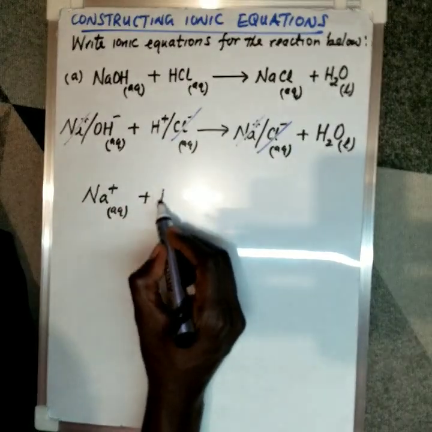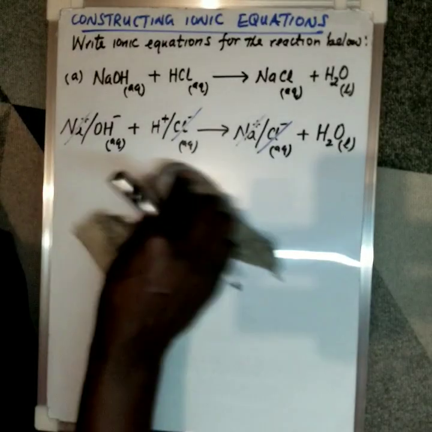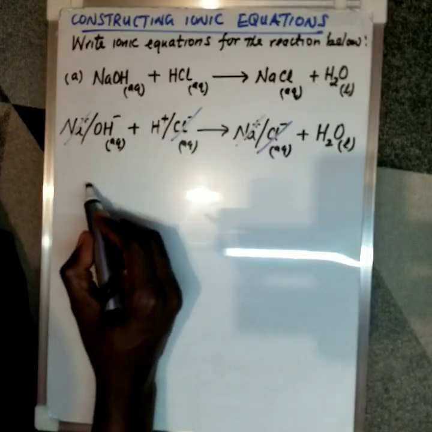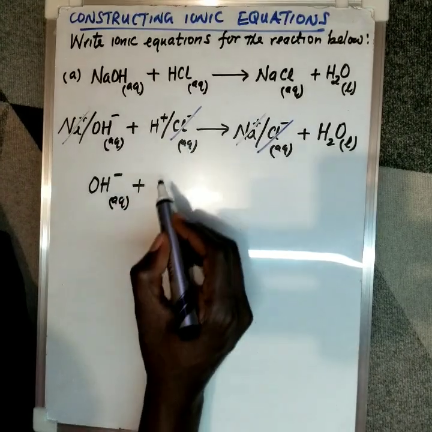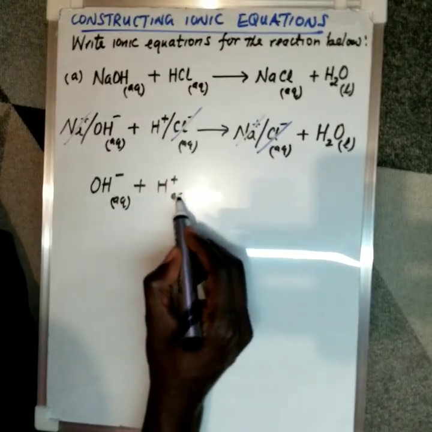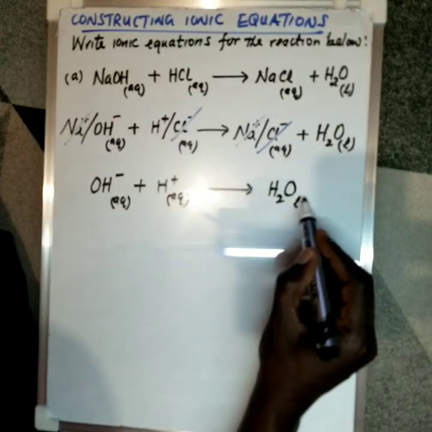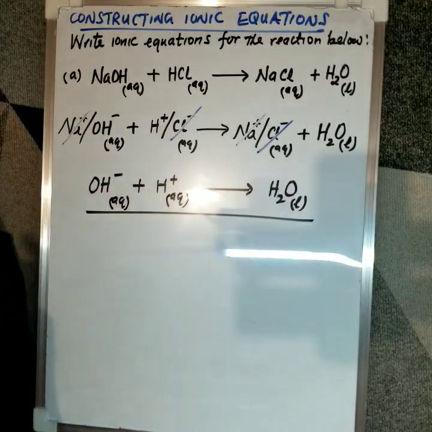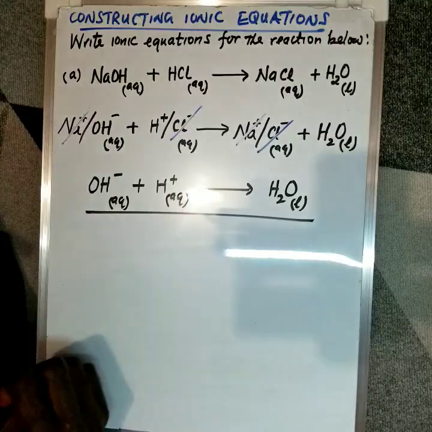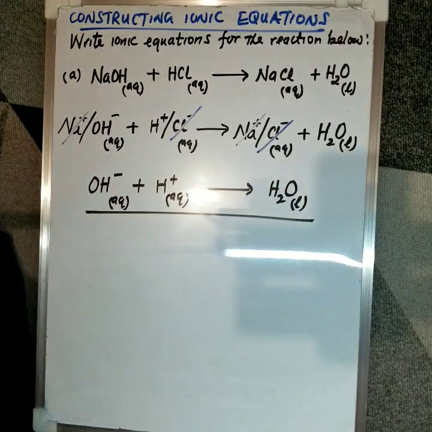Plus, here, the sodium has actually been cancelled out. Sorry, we have actually cancelled. What we are remaining with here is simply hydroxide minus, that is still in aqueous. Then we are remaining with hydrogen ion, that is still in aqueous, to produce H2O in liquid form, and this is what we call an ionic equation. An ionic equation just tells you the ions that were taking part. So it's like hydroxide ion was reacting with hydrogen ion to produce just water. So that is our ionic equation.